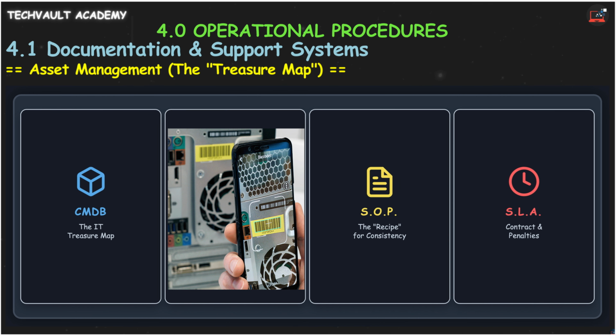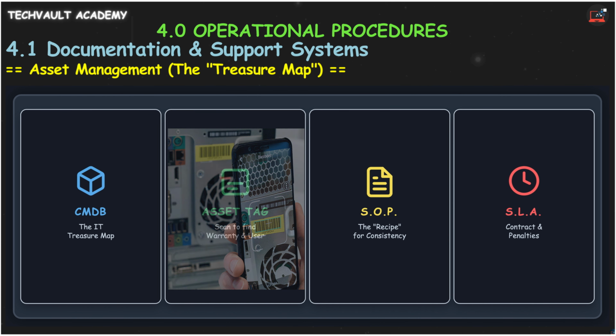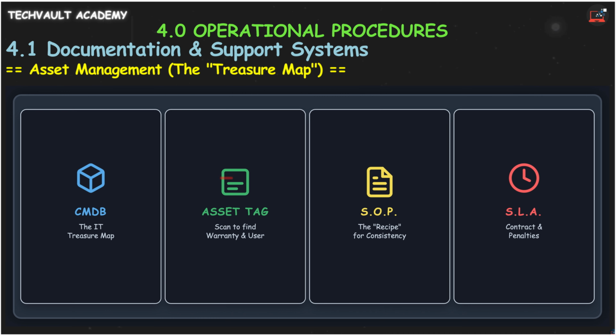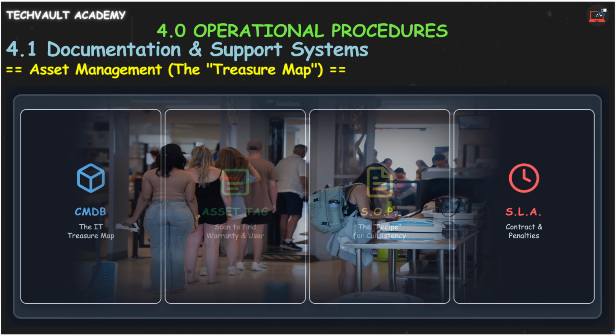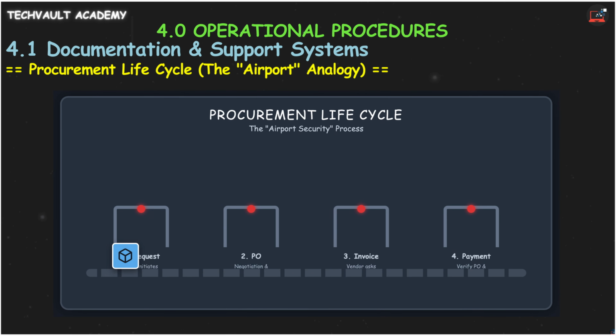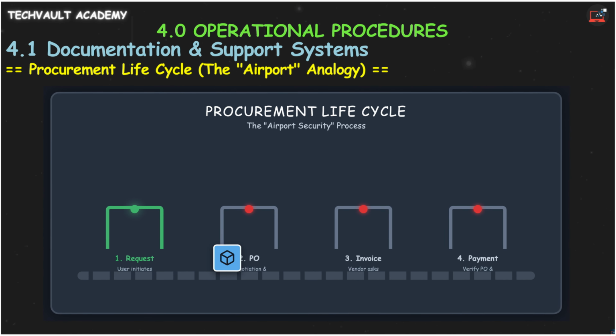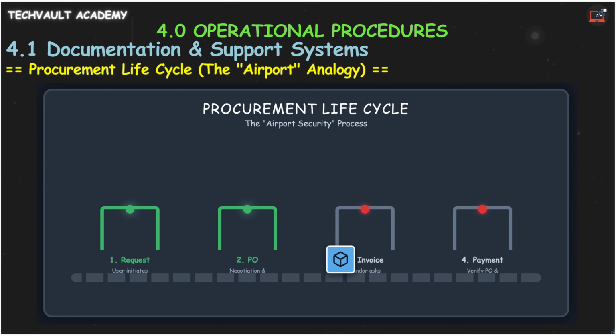But how do we get that equipment? We use the procurement life cycle. Compare this to navigating an airport. You can't just walk on the plane, you have to pass through security gates. First is the request, then the purchase order, or PO, where we negotiate the deal, then the invoice, where the vendor asks for payment, and finally, accounting releases the funds.